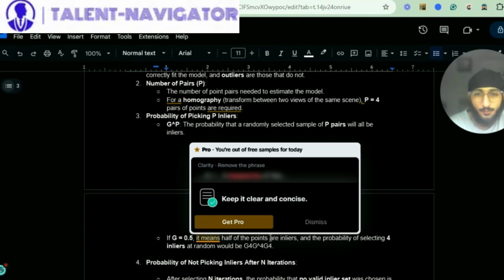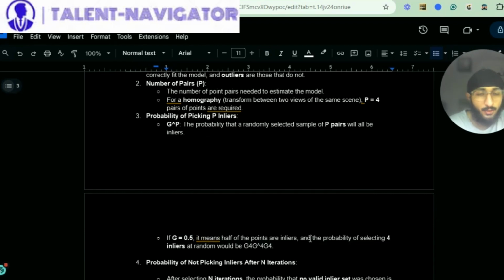If G is equal to 0.5, it means half the points are inliers, so the fraction is half. And the probability of selecting 4 inliers at random would be G to the power 4, since P is equal to 4 for a homography.